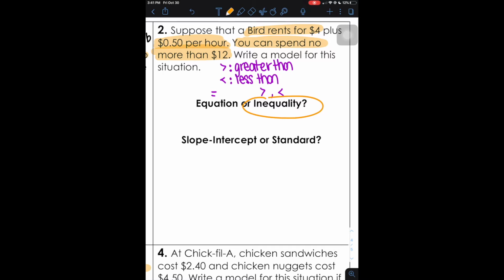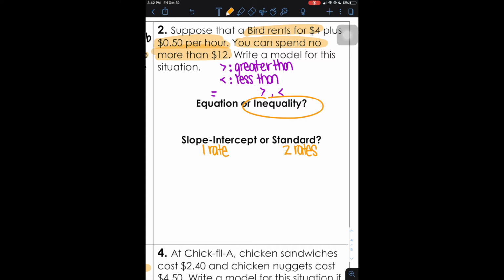And now we need to figure out if it's going to be in slope-intercept form or standard form. Slope-intercept form has 1 rate and standard form has 2 rates. So let's go back to our word problem and see how many rates we can identify. I see, suppose that a bird rents for $4. That's not a rate.